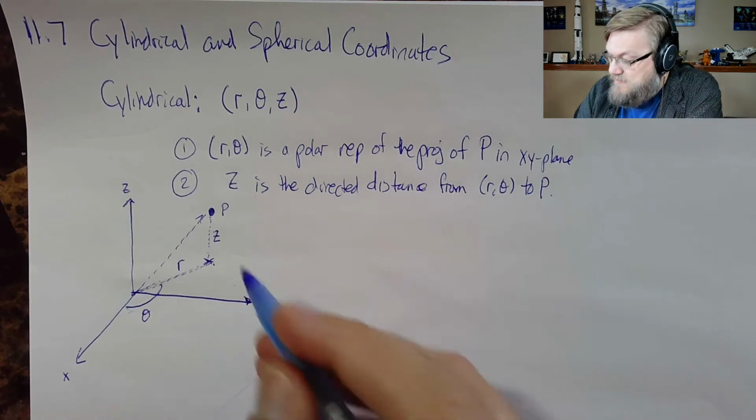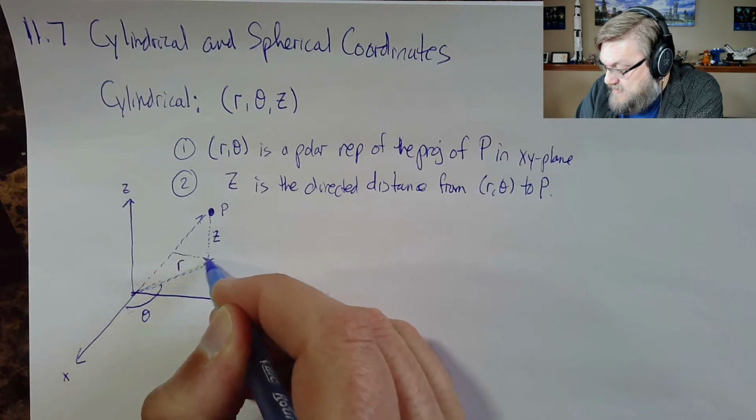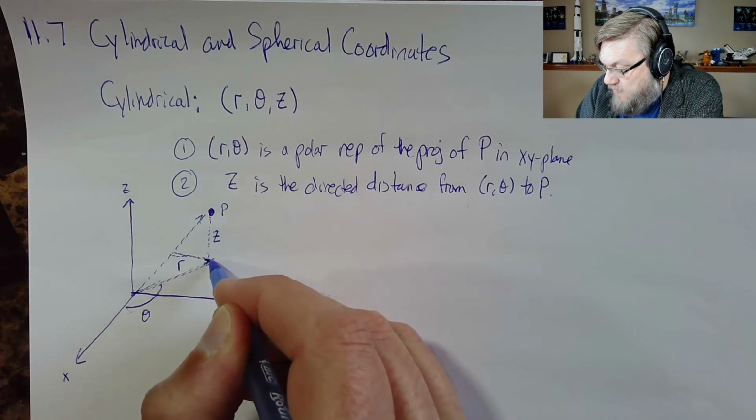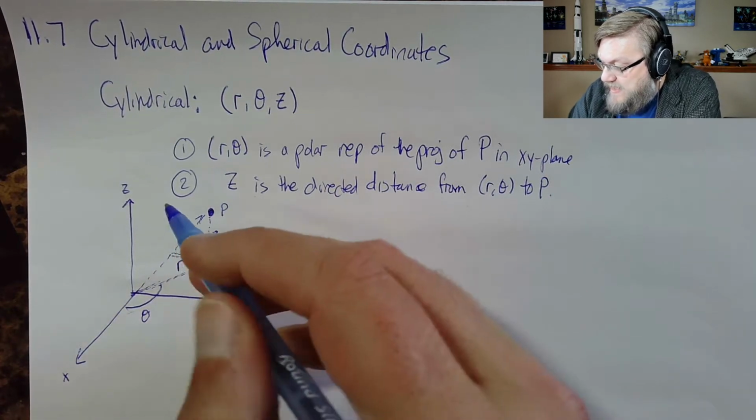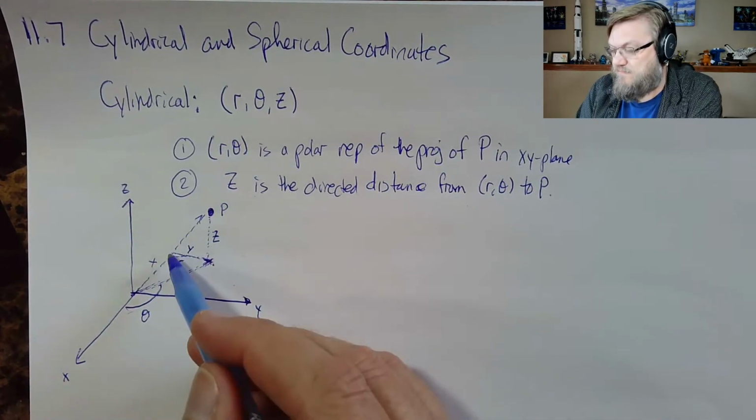right? So now let me draw a couple more helper lines here. Along the line here is going to be a distance of y, right? That's going to be the y coordinate right there. And this distance here is the x, right? From there.